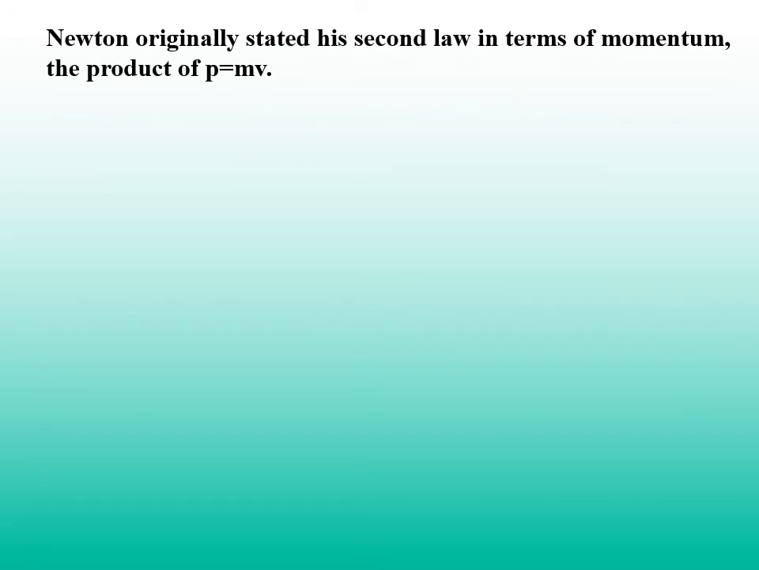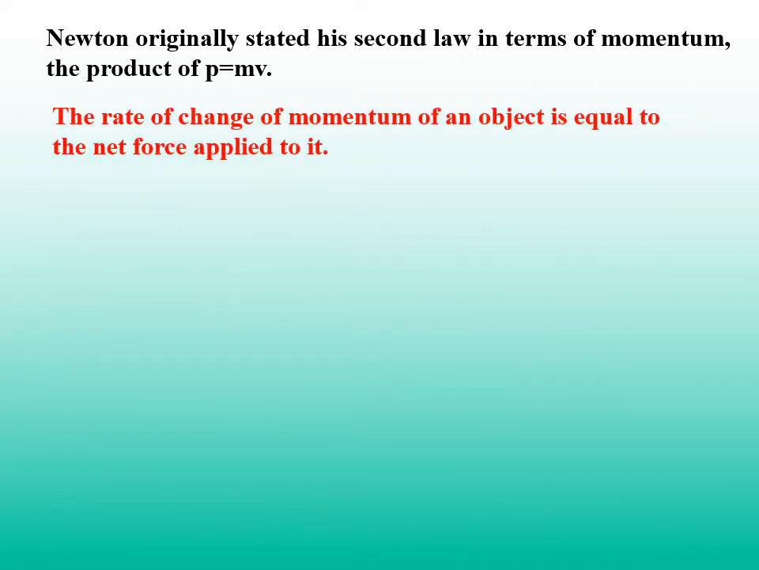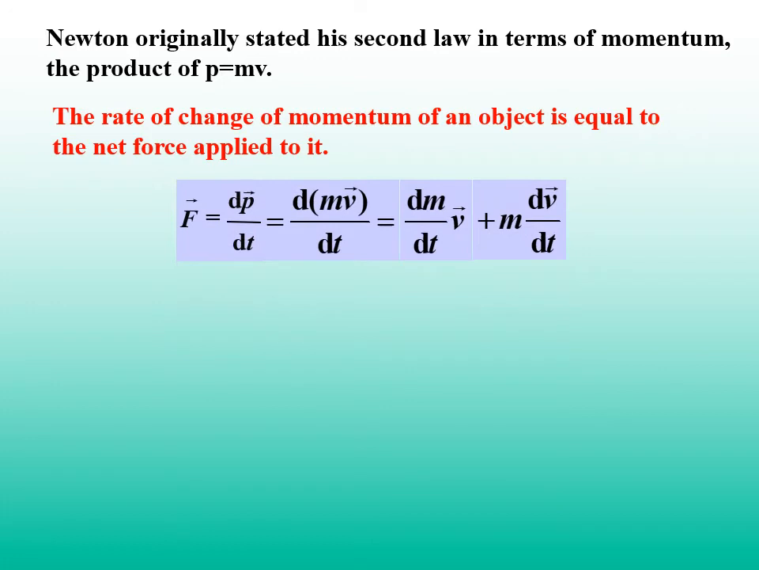Newton originally stated his second law in terms of momentum, the product p equals m v. The rate of change of momentum of an object is equal to the net force applied to it. Expressed in calculus, net force equals the derivative of momentum p with respect to time t. This derivative splits into two terms. One is the change in mass times velocity v. Another term is mass times the acceleration.